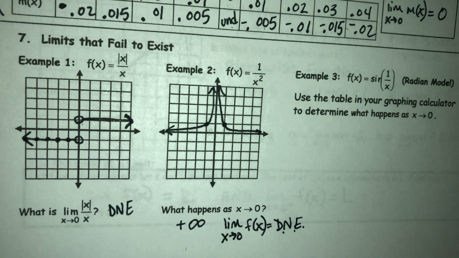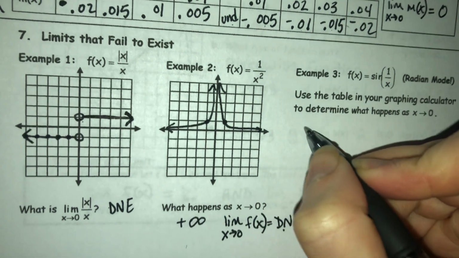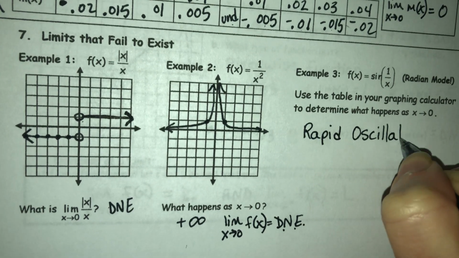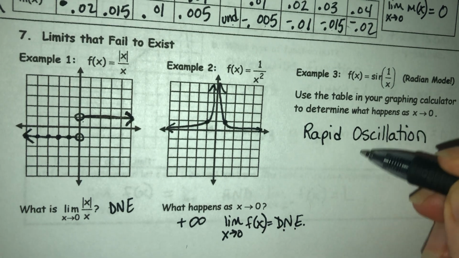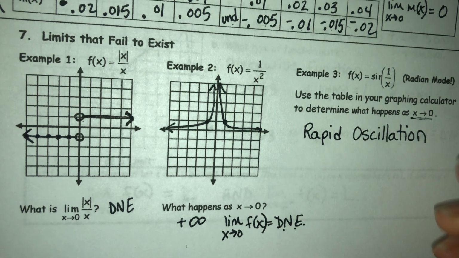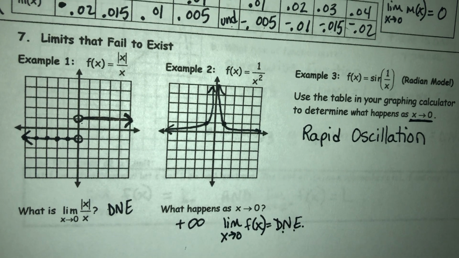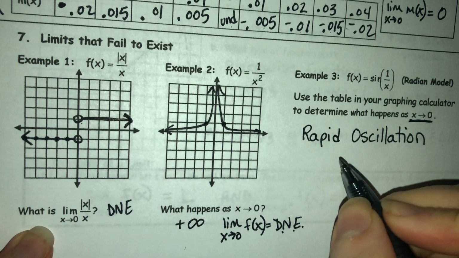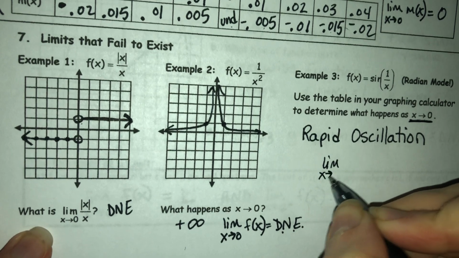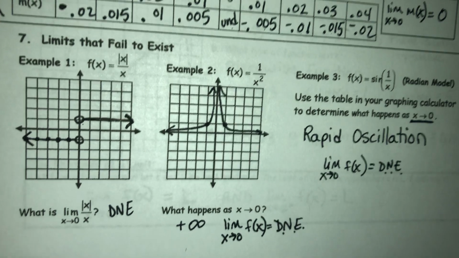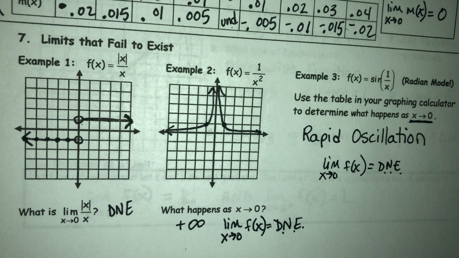What's going on with this function is that there is rapid oscillation. And I'm not talking about your normal up and down of a sine curve. I'm talking about the closer that you zoom in as x goes to 0, the more oscillation you see. It becomes more and more jagged the more you zoom in. So this is the third example of when the limit will fail to exist. The limit as x approaches 0 of f of x does not exist.